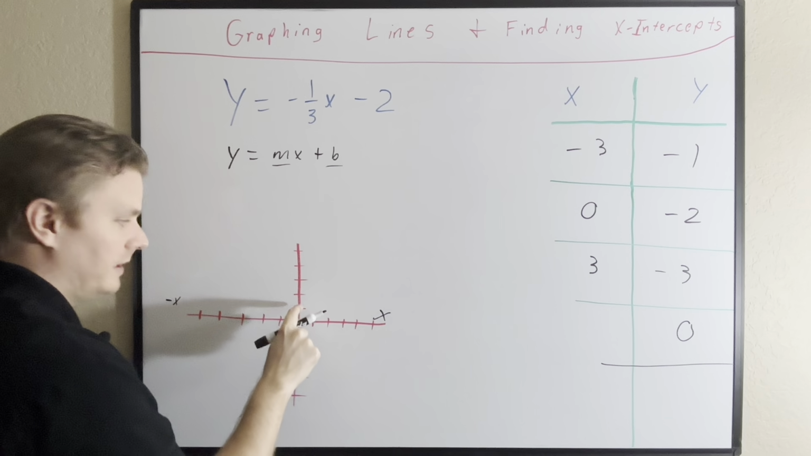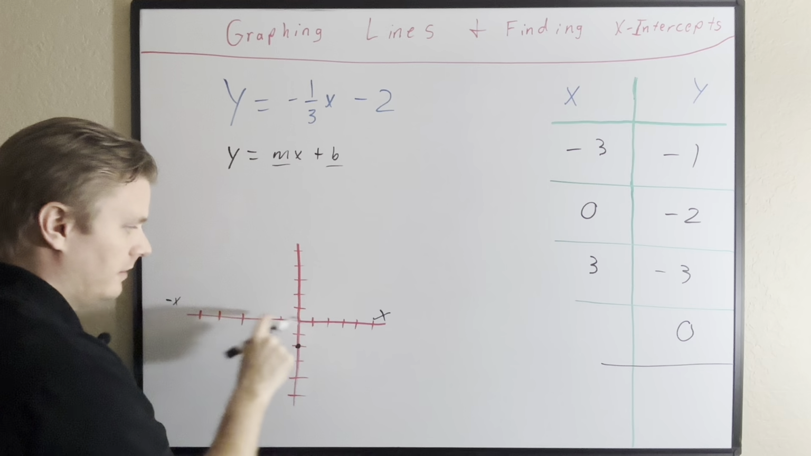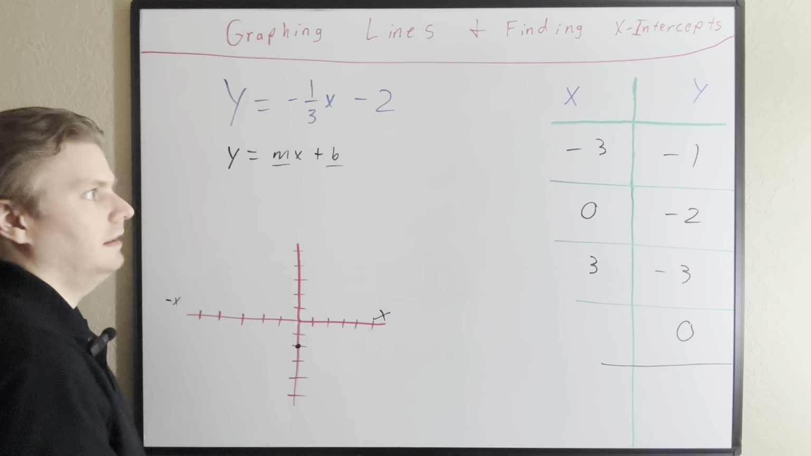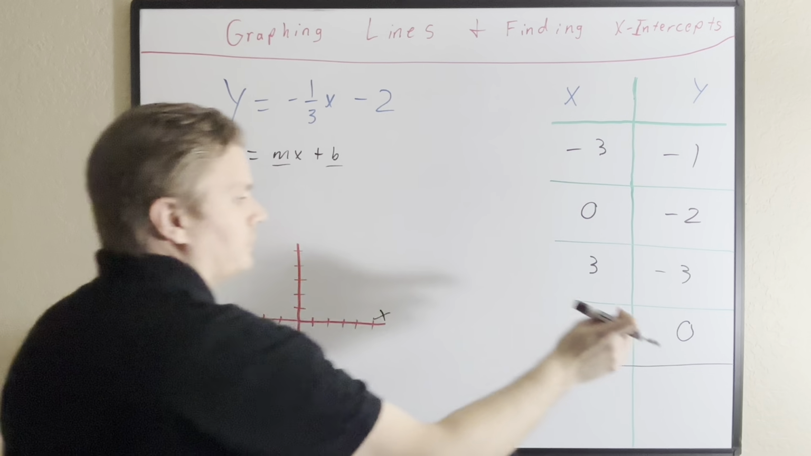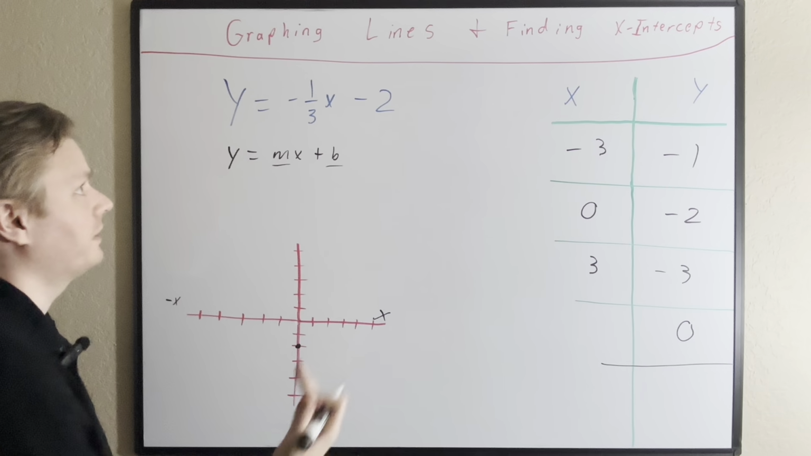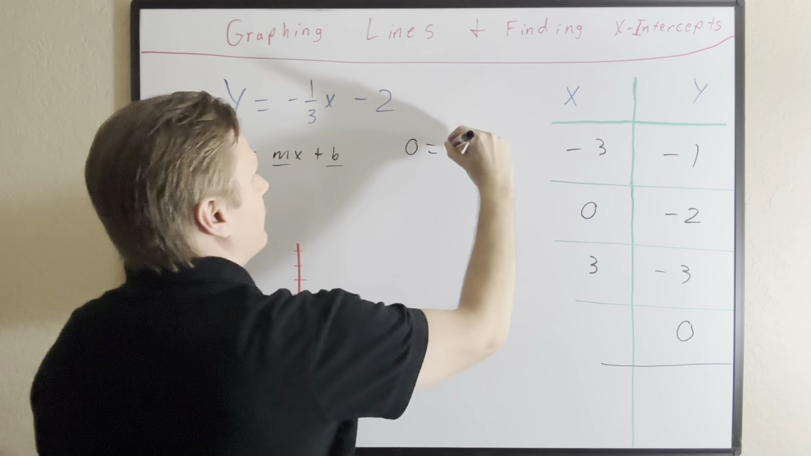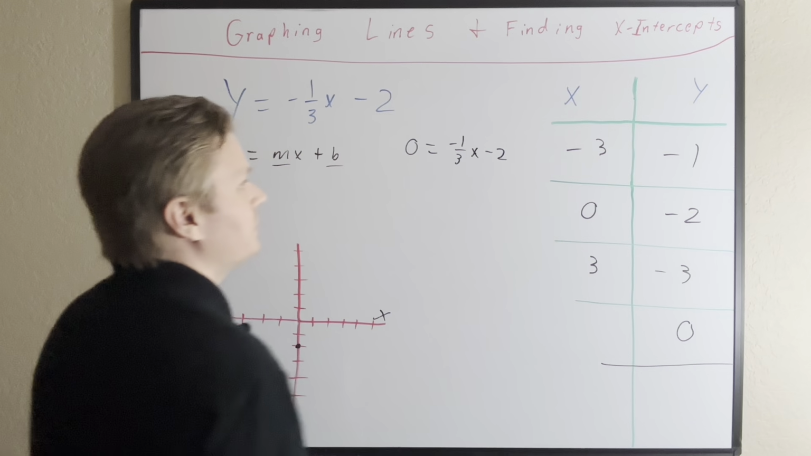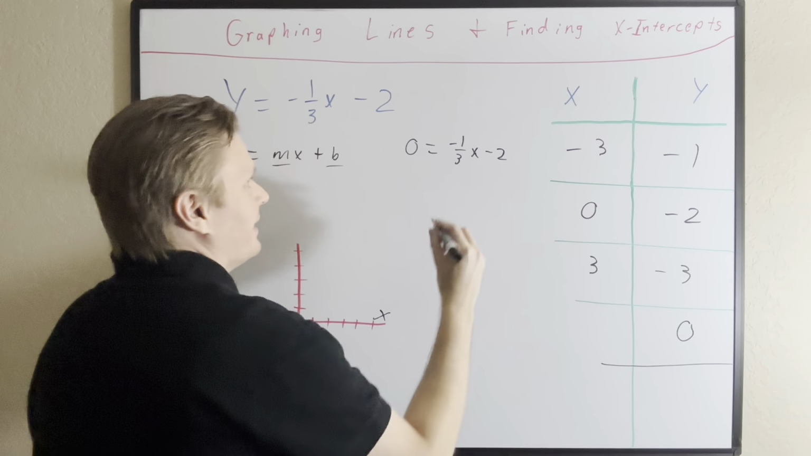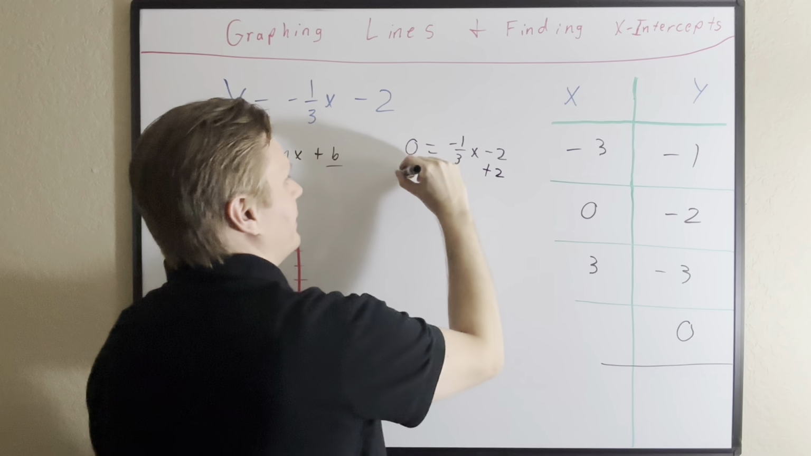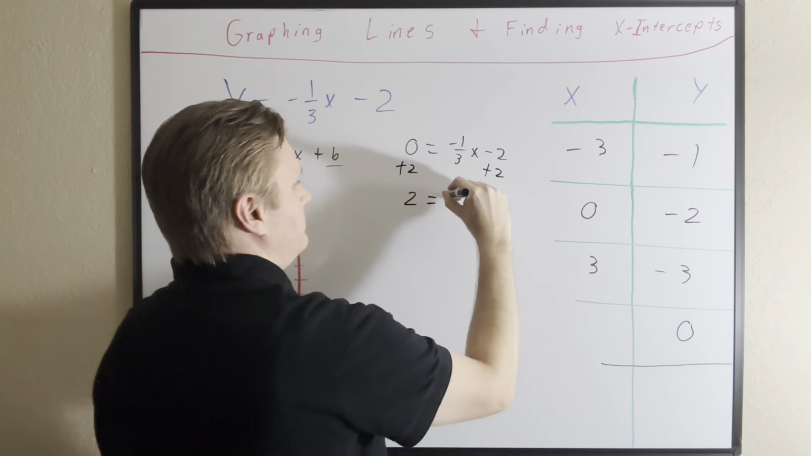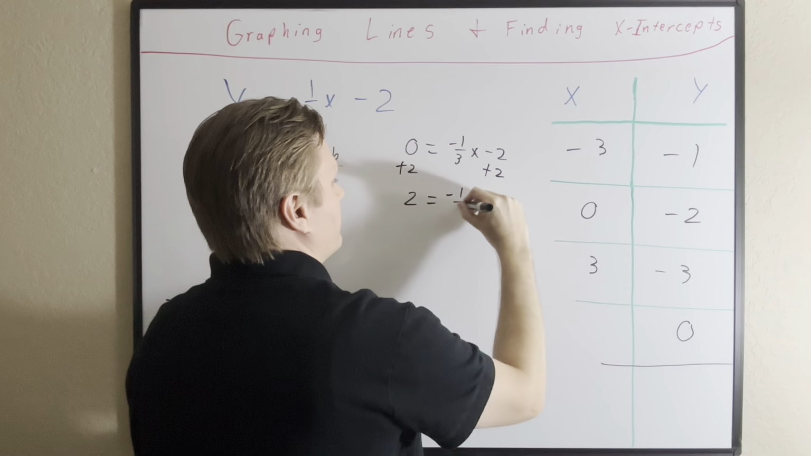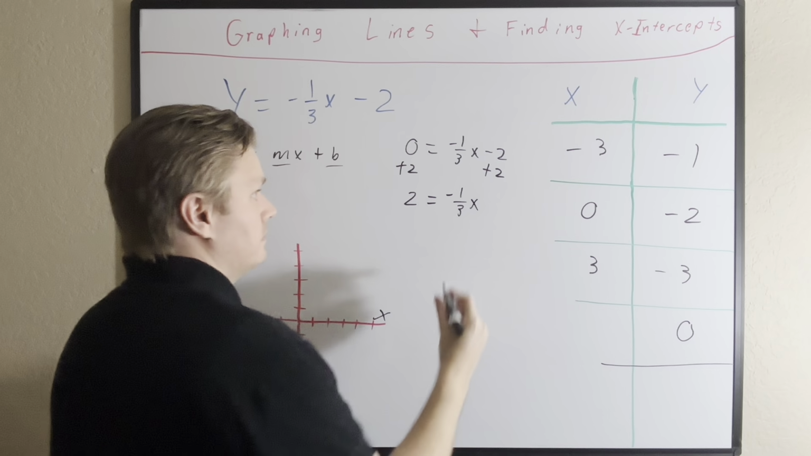You know, if it goes up a little bit, it's positive. If it goes down a little bit, it's negative. But 0 is always the x-axis line. So we say, what if our output was 0? Well, then how do we find what our input is? We do that time-honored tradition of solving for x. Add 2 to both sides, right? Negative 1/3 x equals positive 2.